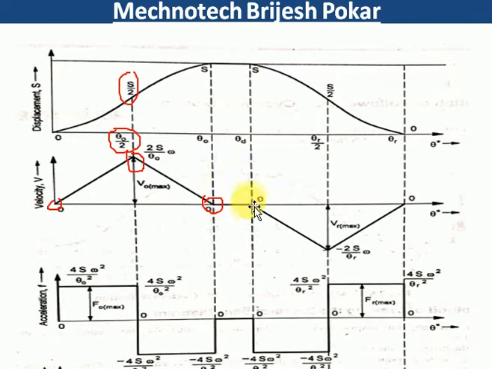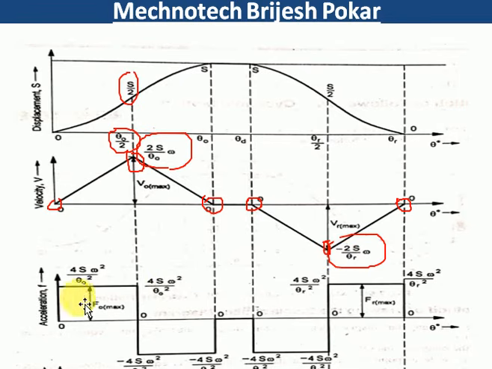Same way, during the return period it is 0 at the end and maximum at the center. And the equation that you have to remember is 2s upon theta O into omega. Okay, here the same equation but with a minus.